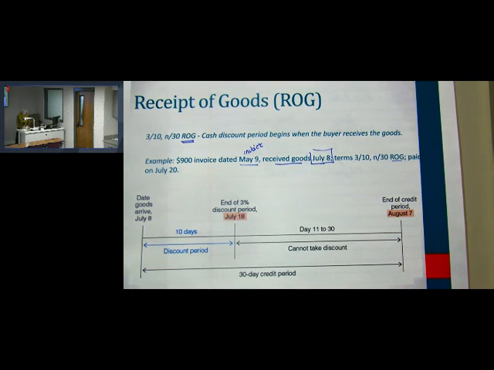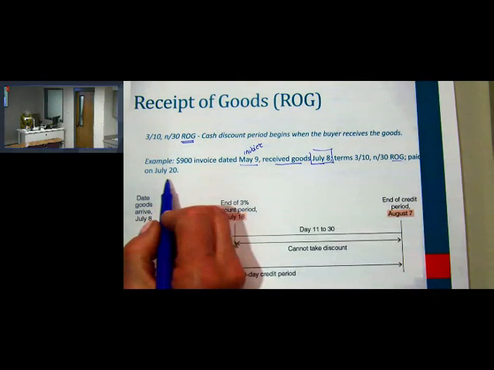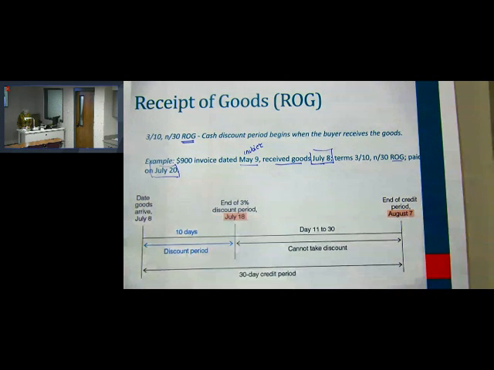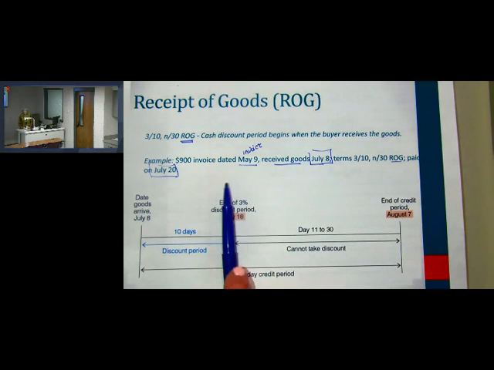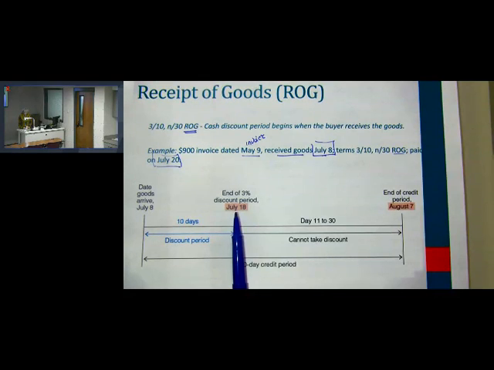Again, on this one here, if we have a receipt of goods, 3/10 net 30 ROG, and I think on this one here, let's just assume, can we just play with this again? We made a payment by the 20th, July 20th. All right, they made a payment on July 20th. How'd they do? It doesn't look like they made it in time. They missed the 3% discount. So how much do they owe? They owe the full $900.